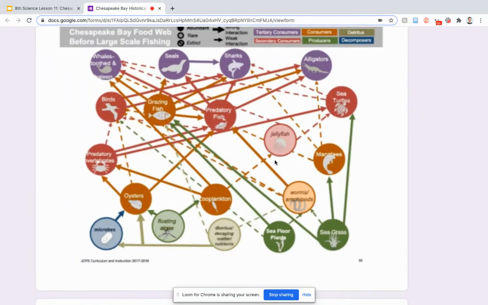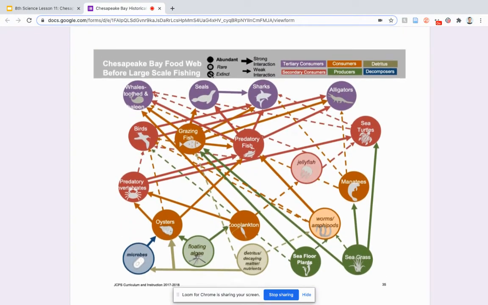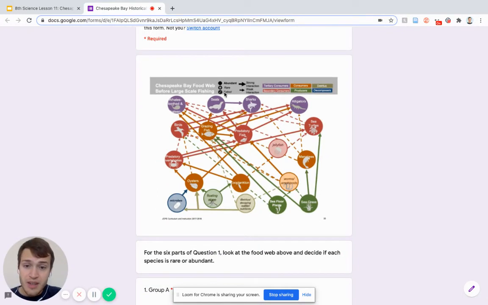This is not very painful. All you do is look at the color of the circle. So here on the key it says, if the circle is totally filled in, meaning it's all the same color, that species is abundant. If the circle has a dark color on the outside, but the inside is a lighter color, that means it's rare. So seals, all one purple, means that seals are abundant.